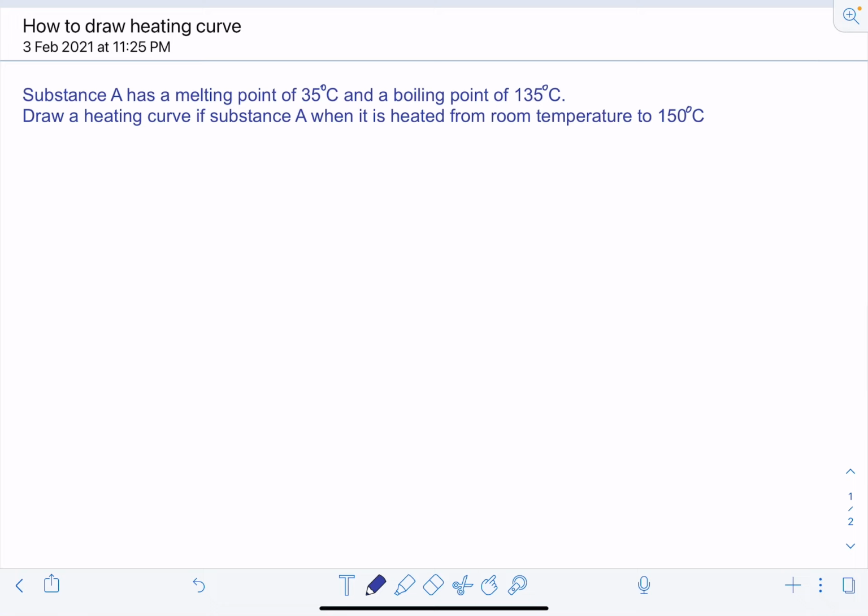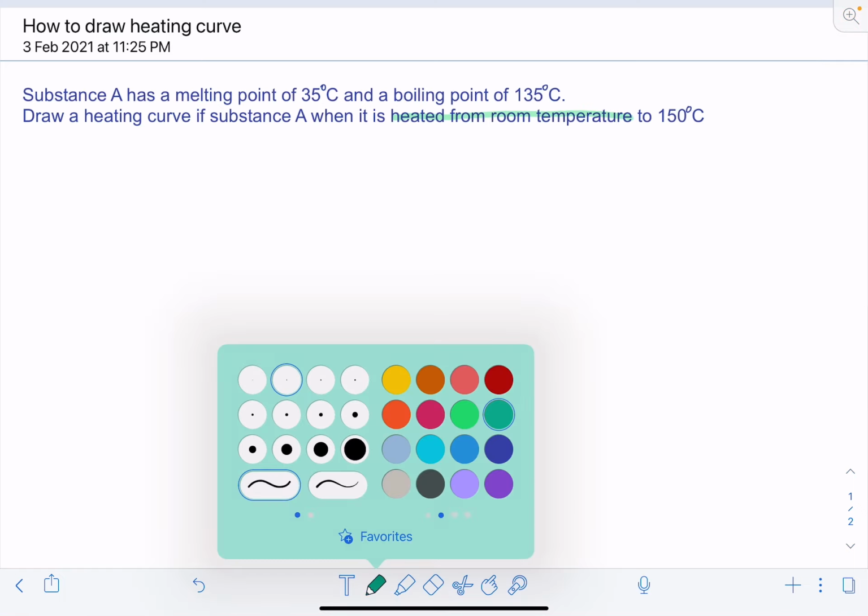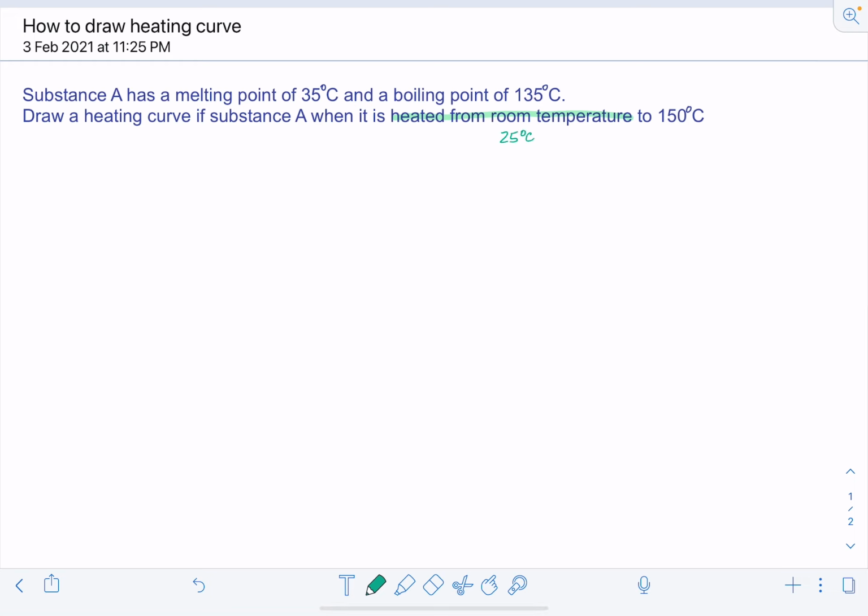So this is how you usually approach the question. First, you'll be reading the question, which shares some information about substance A. It will give you the melting point and the boiling point of the substance, depending on the question. You are also told that substance A is heated from a certain temperature range. As you can read from the question, substance A is heated from room temperature, which will be our value of 25 degrees Celsius, to a temperature of 150. With this, let's begin.